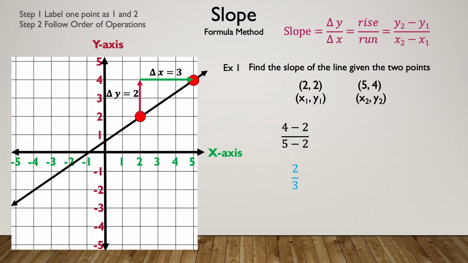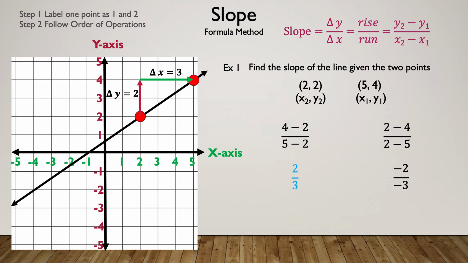Now you may be wondering what happens if we decide to choose (5, 4) as point 1 and (2, 2) as point 2. Let's see what happens. So let's go ahead and follow the same pattern and substitute the numbers into the variables and follow the order of operations. So we have 2 for y2, 4 for y1, 2 for x2, and 5 for x1.